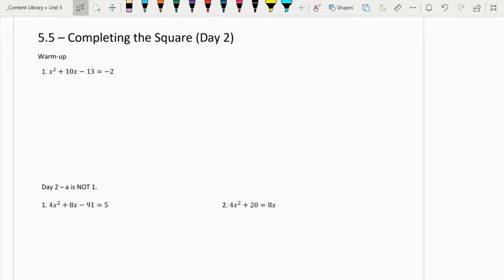Okay, so we're going to go through 5.5, splitting the square J2 now. Number one is a warm up. Go ahead and pause the video and make sure that you get a nice little recap of yesterday's lesson so that we can add on. Now we're going to go over number one. Hopefully you had enough time to go through it.